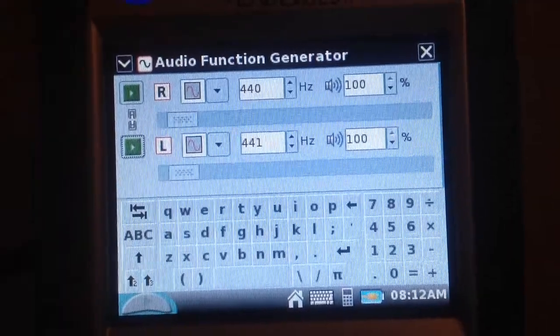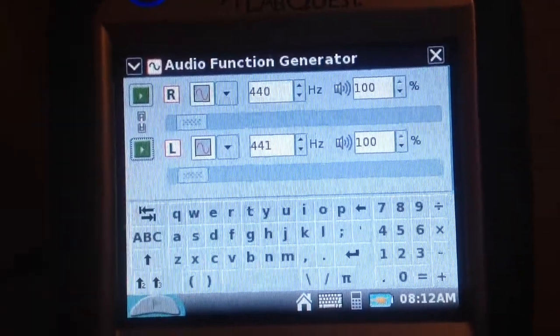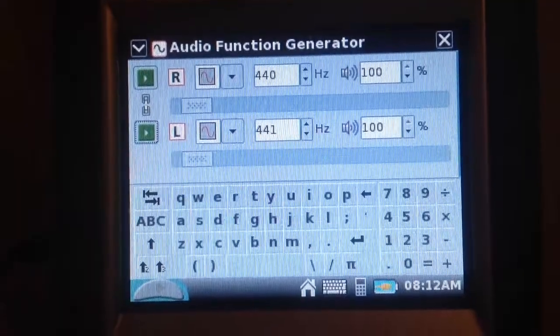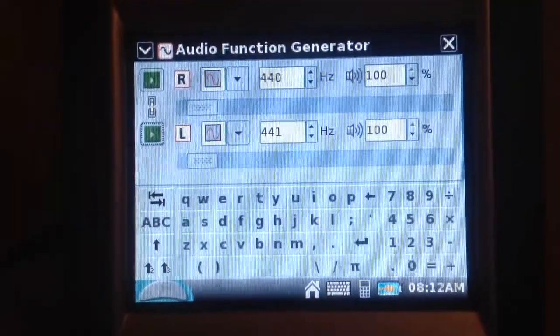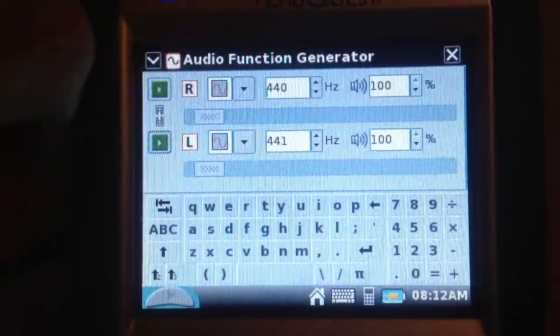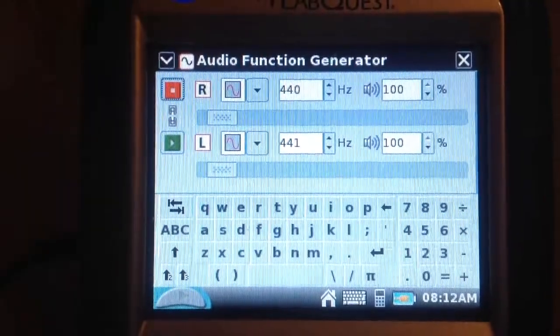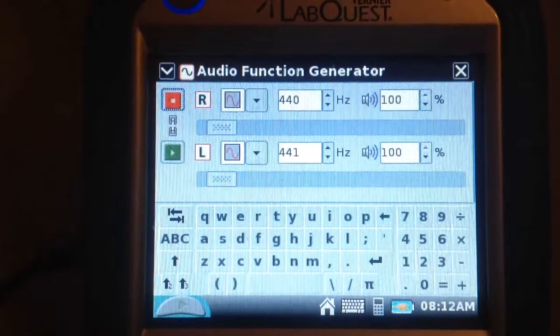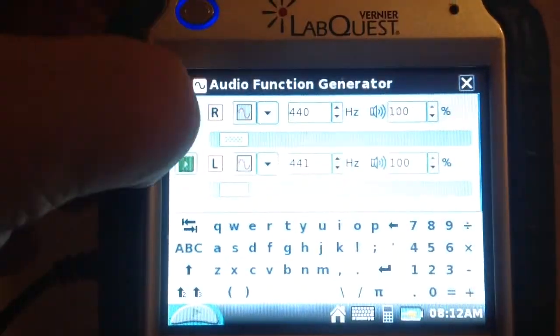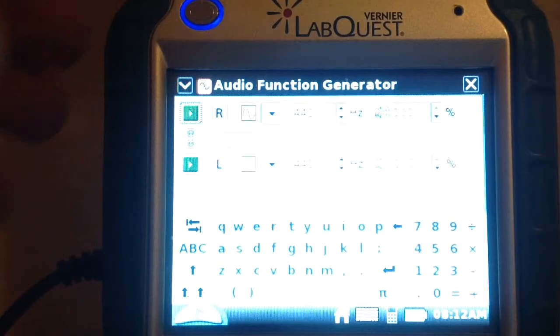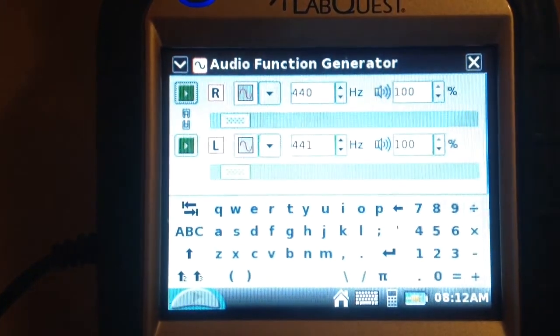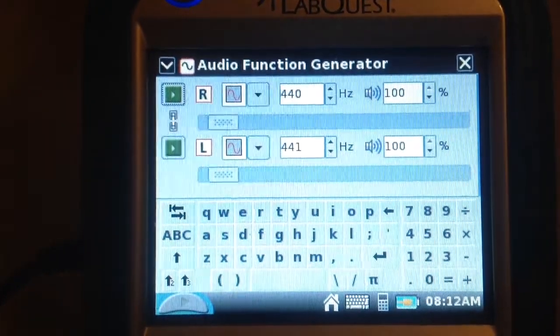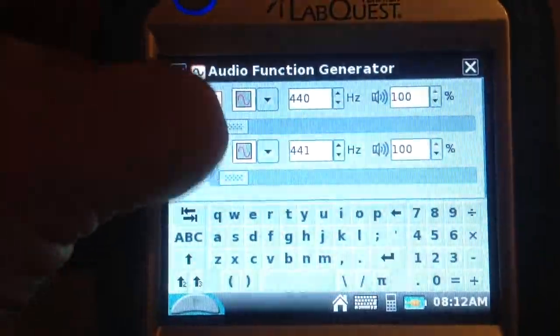All right, so this is a LabQuest, and we're going to play around with some audio generator functions here. So I'm going to play a sound for you. All right, so that's concert A, 440, right, 440 hertz. Okay, now I'm going to play a different sound for you. This is just slightly off concert A, 441.